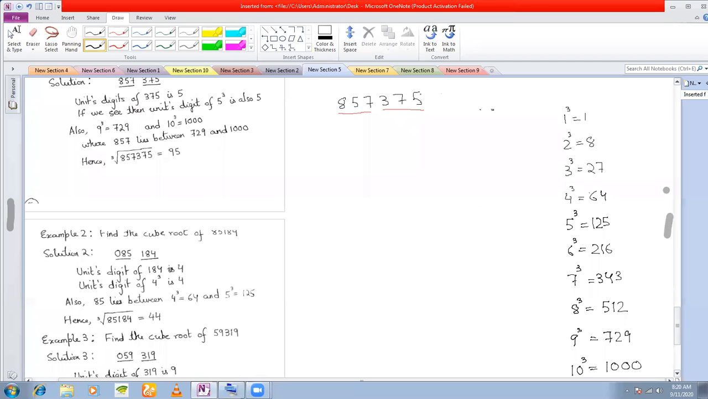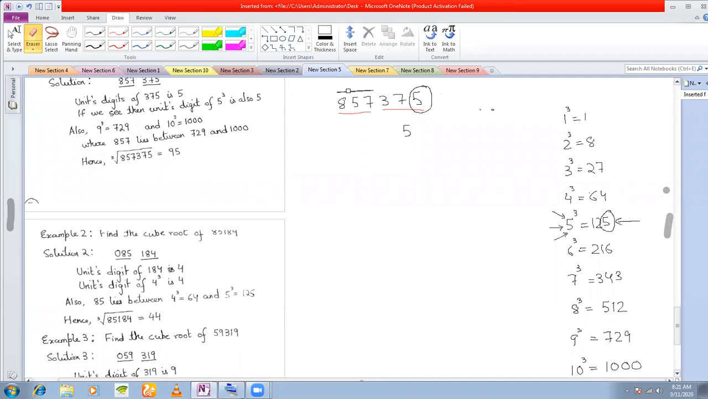See, 375. You have your last digit 5, right? Now, which cube has the last digit 5? If you see, 5 cube has the last digit 5, isn't it? So you'll place this 5 here. And now you see the next group, 857, the next group of 3 digits.